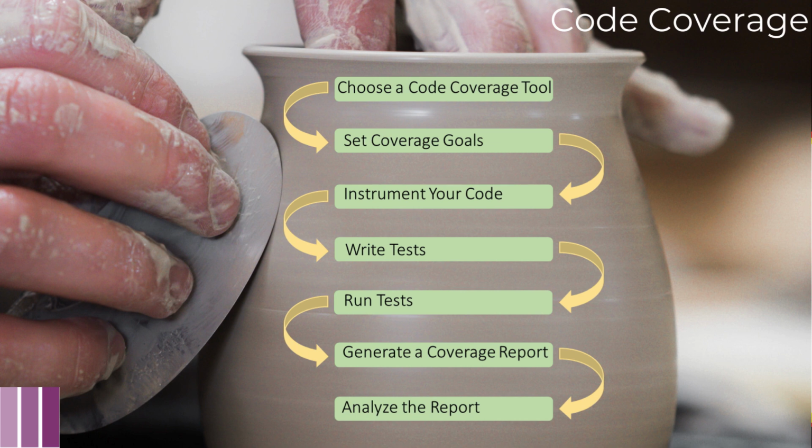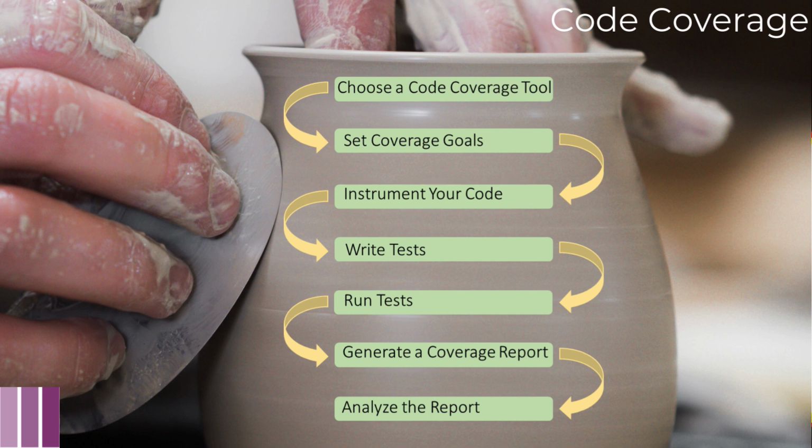Here are the general steps to perform code coverage. There are various code coverage tools available for different programming languages such as JaCoCo for Java, Coverage.py for Python, Istanbul for JavaScript, and many more. Choose a tool that is compatible with your programming language and development environment. It's often a good practice to set coverage goals for your project, defining the minimum coverage percentage you want to achieve. This can help maintain a high level of code quality.